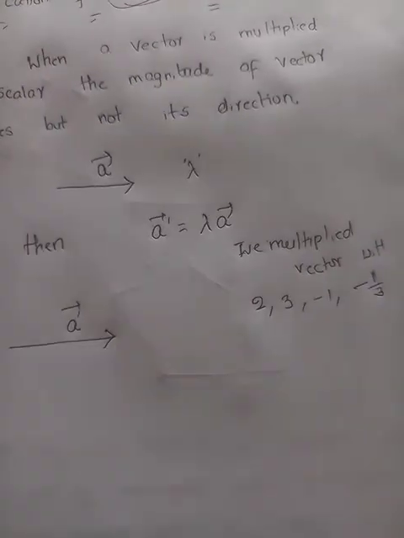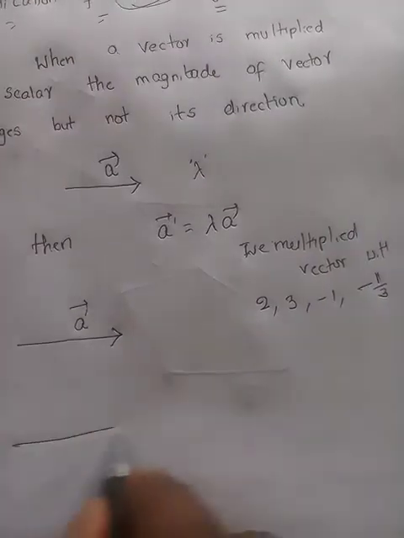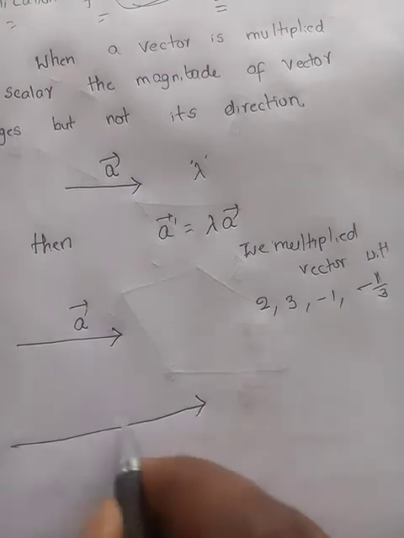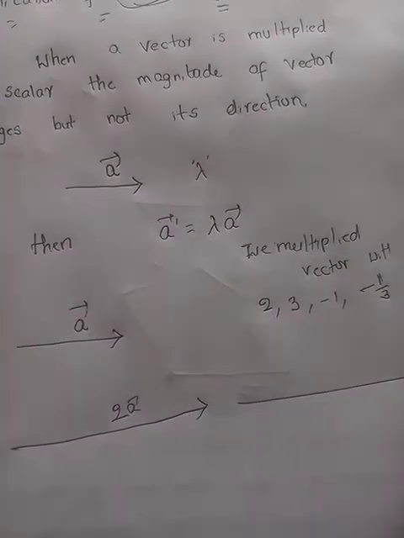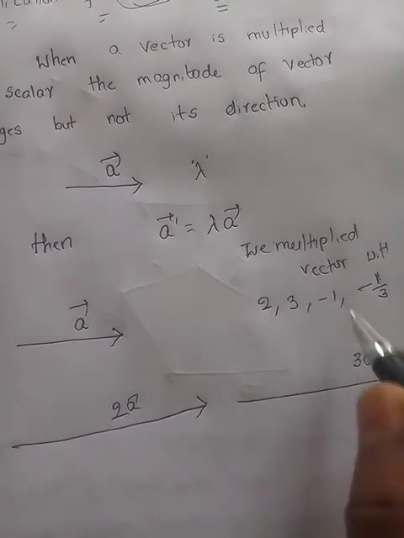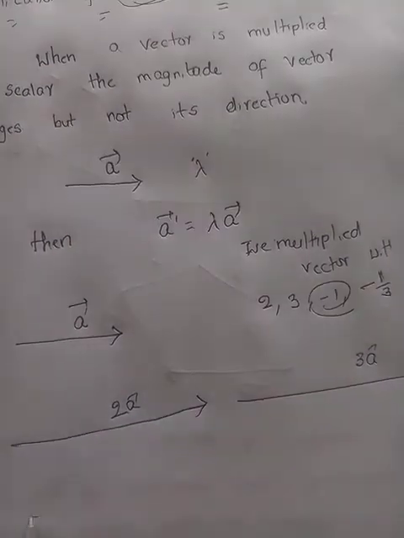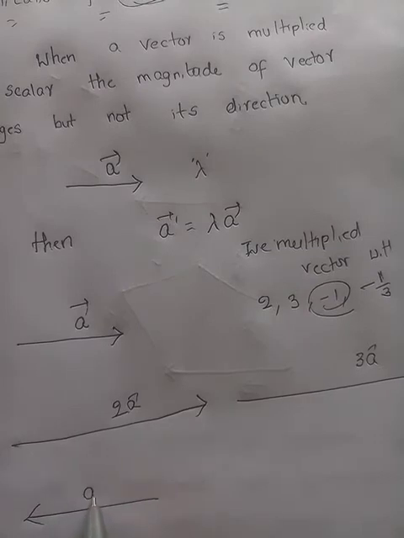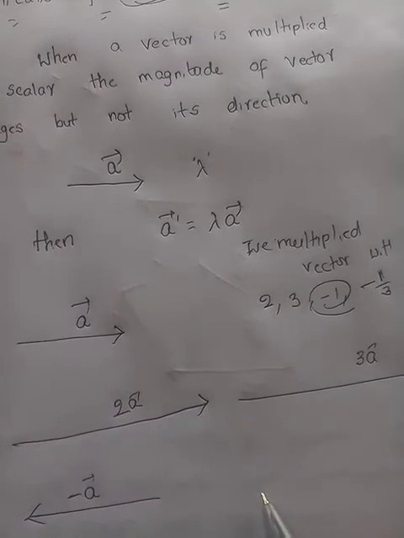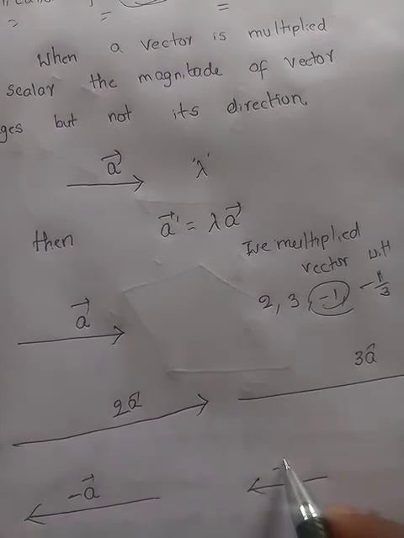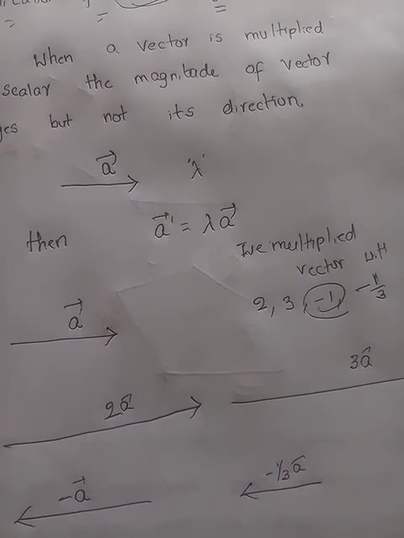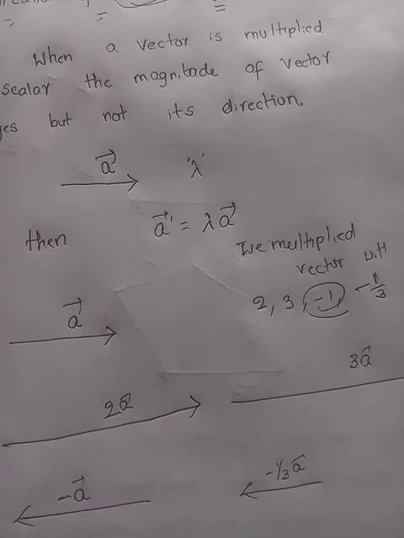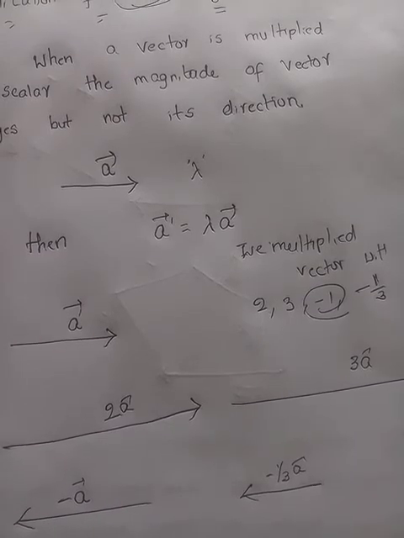So what happens now? In each case, first case 2 a bar, this becomes 2 times a bar. 3 a bar, this is 3 times a bar. Minus 1 means this is minus a. Minus 1 by 3, this is minus 1 by 3 a. So in each and every case, when you are multiplying with a scalar, its magnitude changes but not its direction.